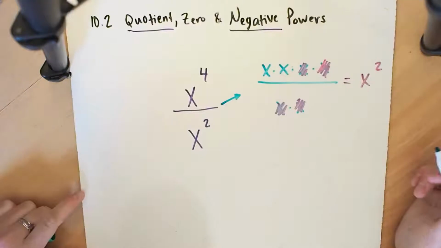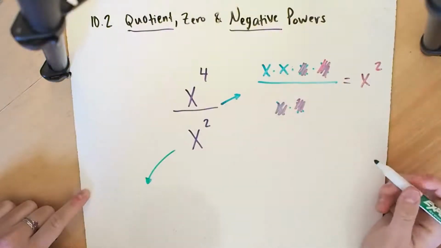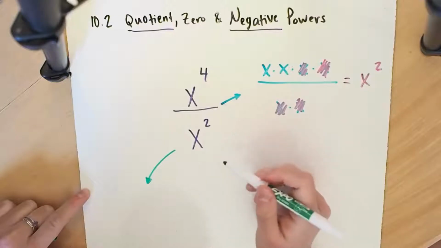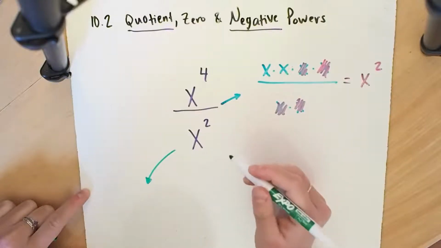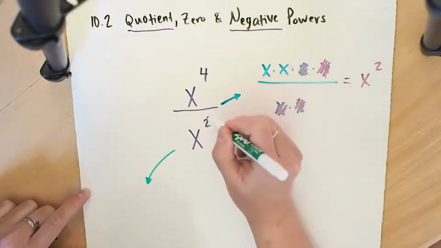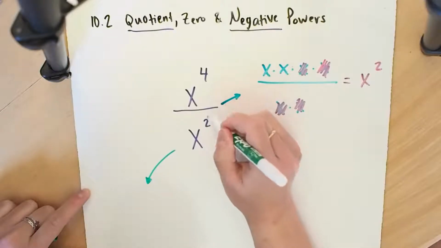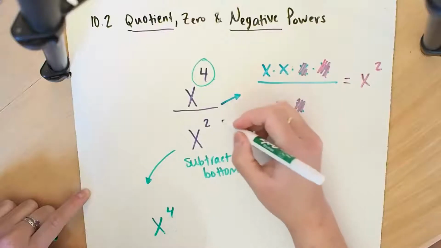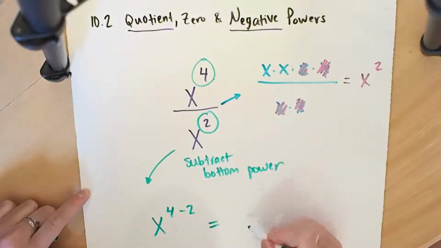Another way of thinking of that is to realize what we can do is if we have an exponent that's being divided, remember how yesterday we added the powers? Now we subtract them. So we take the top power and subtract the bottom power. So now we have x to the 4 minus 2, which we rewrite and simplify as x squared.